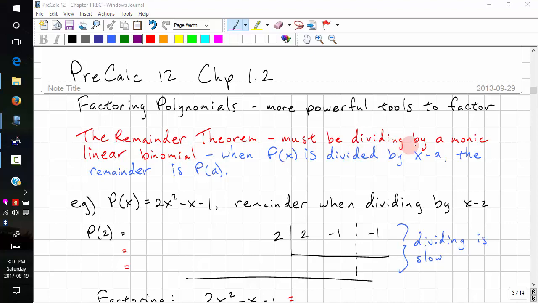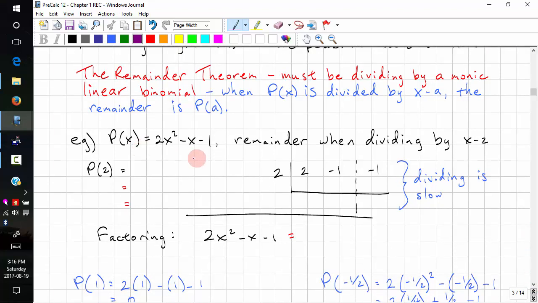We must be dividing by a monic linear binomial. That is, p of x is divided by x minus a. If that's the case, then the remainder is p of a. So let's look at an example.